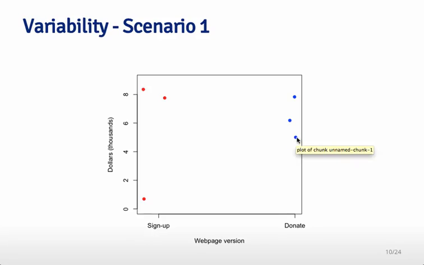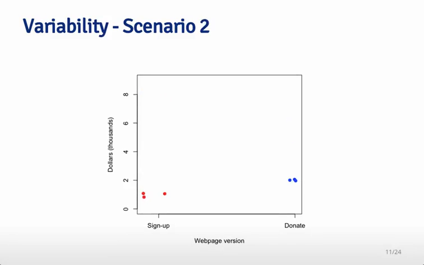And so suppose you ran that experiment 3 different times, you might observe varying amounts of dollars for the donate case and for the sign-up version of the website. So what you see here is that the average number of donations may be more or less the same, or it might be slightly different, but it's very hard to tell because in each of the different experiments, you get a highly variable answer under both versions of the website.